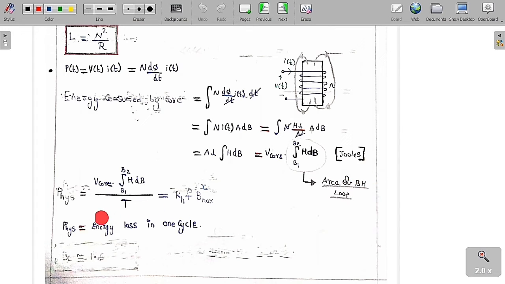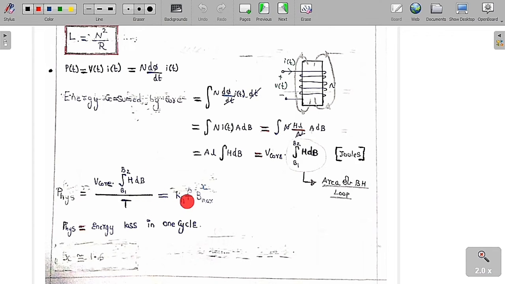If you want to find the hysteresis losses, we take it in this format: the volume of the core into the integration from B1 to B2 of H into dB, divided by time t. So this is nothing but power. Power is equal to energy by time, that is, energy in one time period. So 1 by T is nothing but frequency.